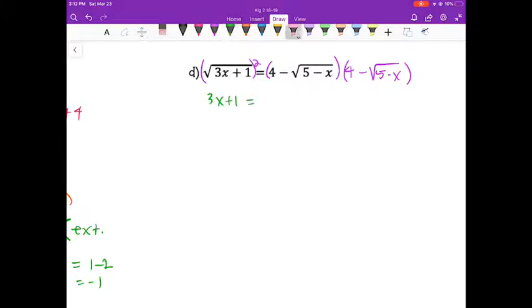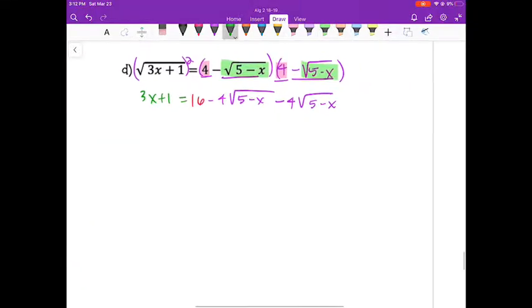On the right, multiplying my firsts, I get 16. Outsides: 4 and negative 5, or excuse me, radical 5 minus x. Cool. 4 times the square root of 5 minus x. And then great news, that's the same thing as my inside. So minus 4 square root 5 minus x. My two last terms, well, the square root of 5 minus x times the square root of 5 minus x is just 5 minus x.